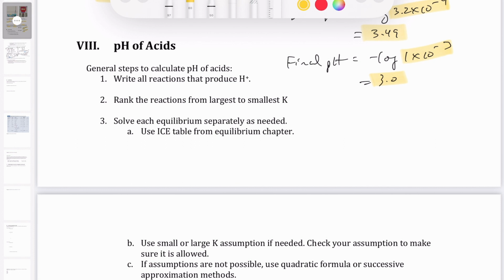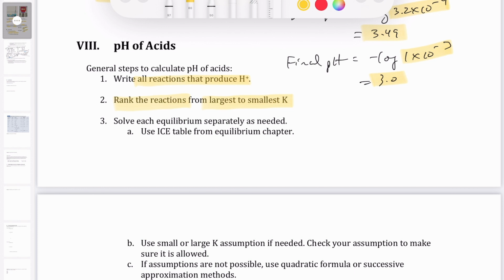First thing is you want to write all the reactions that produce H plus. So even water itself could produce H plus. If you have multiple acids that's mixed together, each one of those acids can produce H plus. So you want to write all the reactions. And then the next thing is you want to make sure you rank the reactions from the largest to the smallest K to prioritize certain reactions over others.